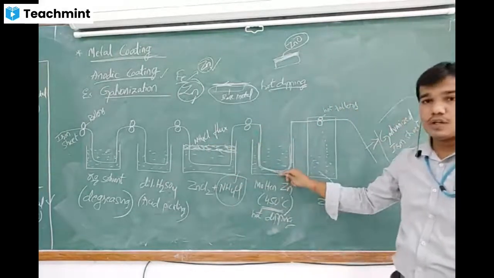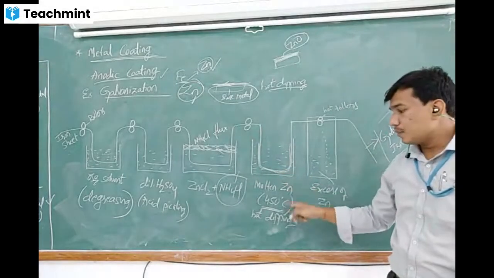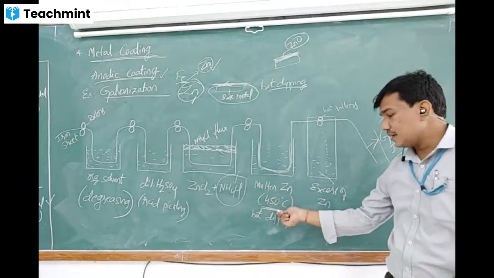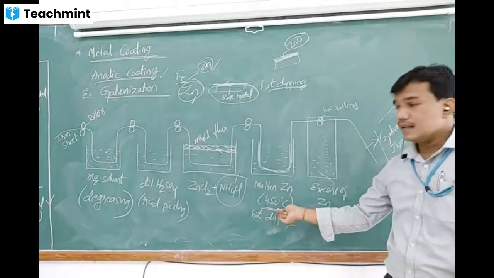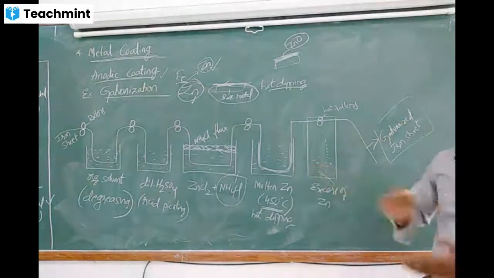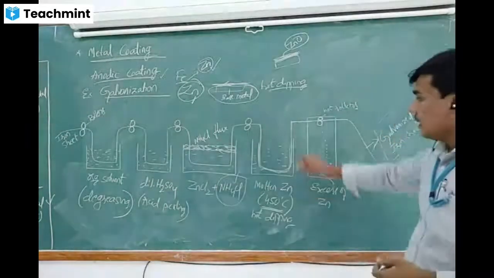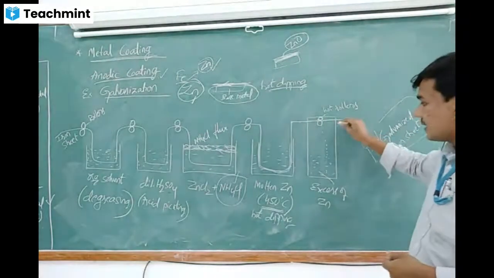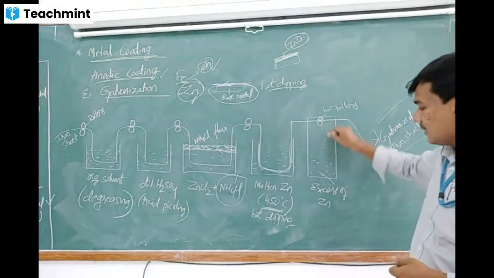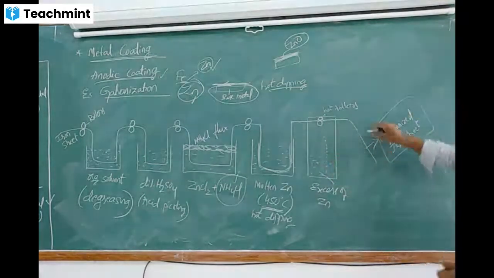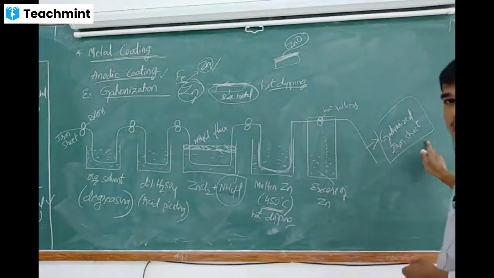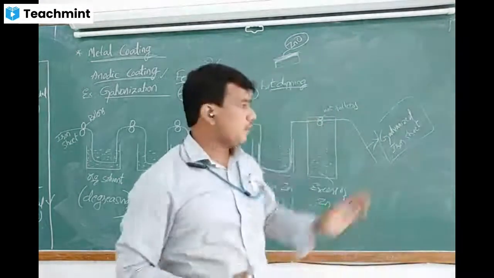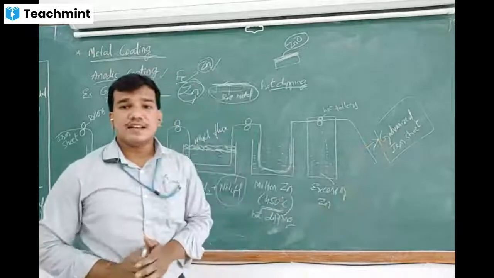Then we dip it in the hot dipping process. In molten zinc at the temperature of 450 degrees Celsius, a thin coating of zinc will be coated on the iron sheet. It should be passed through the hot rollers. If any excess coating is there, it will be collected here. Then we will get the uniform coating of galvanized iron sheet. And lastly, we got these galvanized iron sheets.